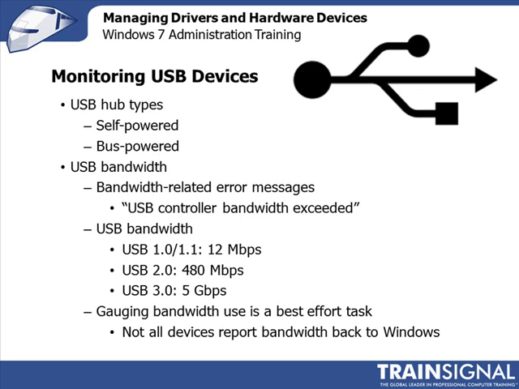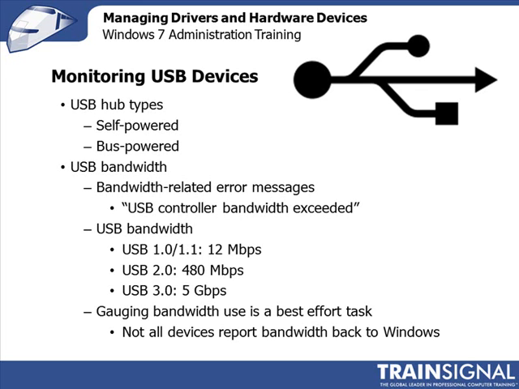Now, gauging bandwidth is truly a best effort task, and it's never going to be exact when it comes to USB, because not all devices, even if they use bandwidth, report their bandwidth back to Windows. So you really have to do some best guess stuff when it comes to making sure that a device isn't overloading the USB hub from a bandwidth perspective.